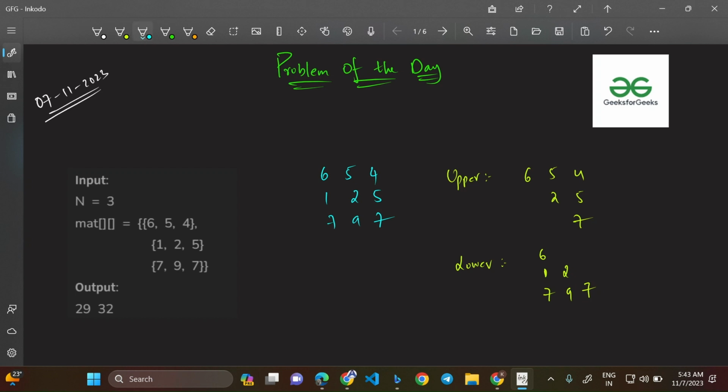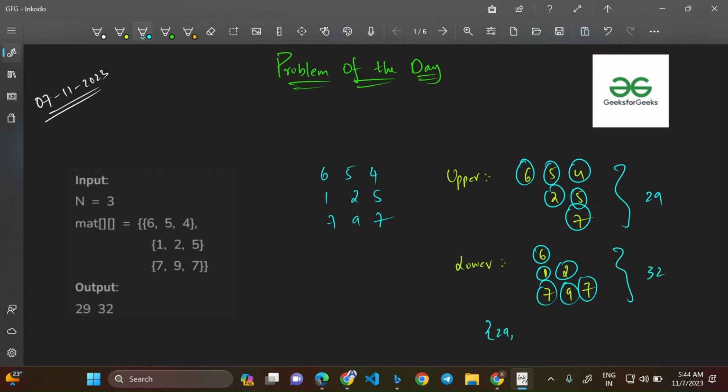So what are the element sums? 6 plus 5 is 11, plus 4 is 15, plus 2 is 17, plus 5 is 22, plus 7 is 29. So the sum here is 29. And here, 6 plus 1 is 7, plus 2 is 9, plus 7 is 16, plus 9 is 25, plus 7 is 32. So here the sum is 32. That is the reason the output is 29 comma 32. The first value is the upper sum and the second value is the lower sum. Pretty clear, pretty understandable what we are expected to do.